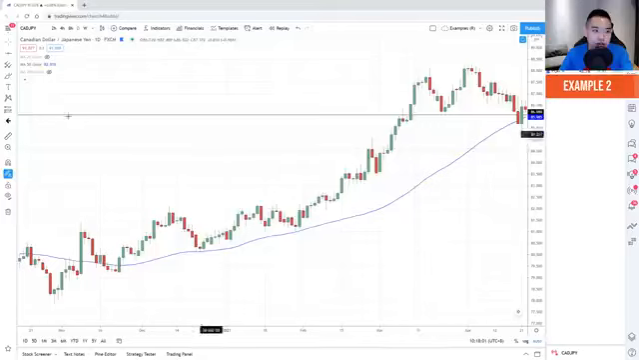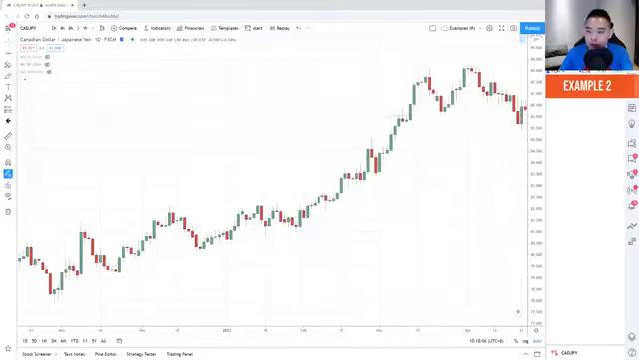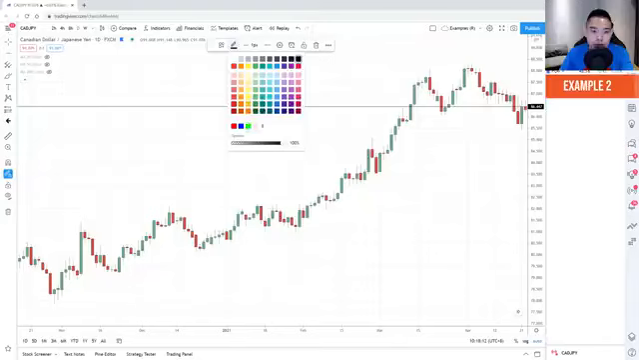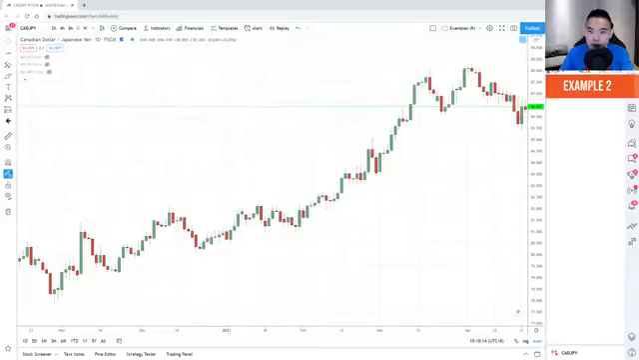Okay, so let me just remove the area of value first. I will look to enter at the opening price. So let me just draw this line over here so you can see this is where I will enter my trade, the opening price. I'll put it in green so you can see and understand this. So this is the opening price of this candle, which I've highlighted in green. Okay, so the next thing, where do we set our stop loss?